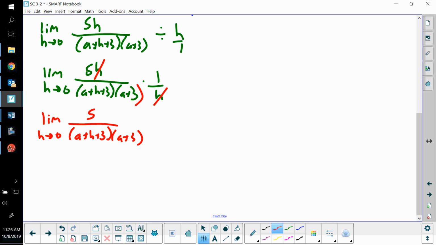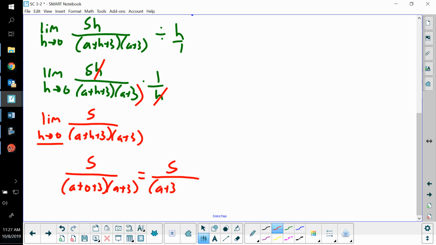And now we're ready for direct substitution. This is saying everywhere there's an h, fill in a 0. So this becomes 5 over a plus 0 plus 3 times a plus 3. So you could write it either as 5 over a plus 3 times a plus 3, or that's the same as 5 over a plus 3 squared.